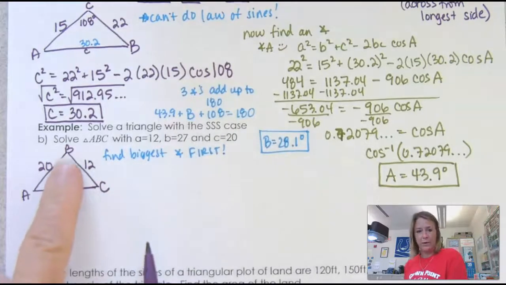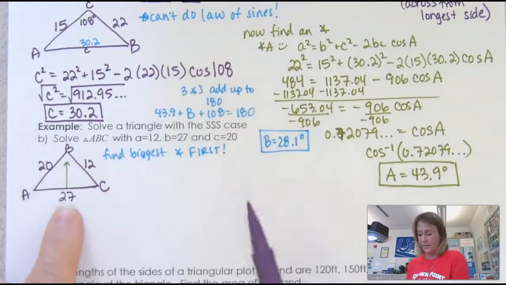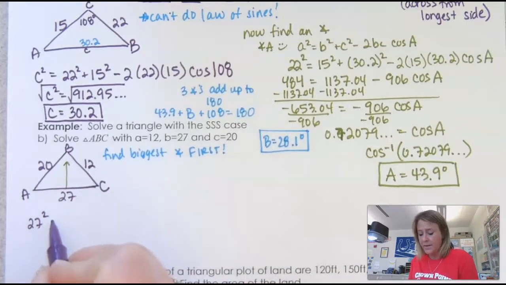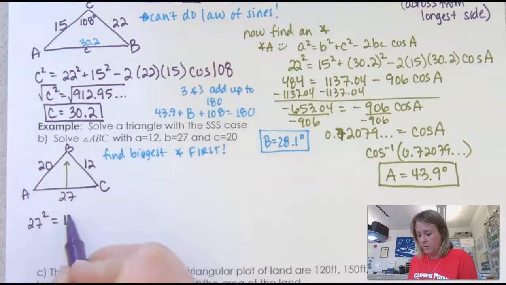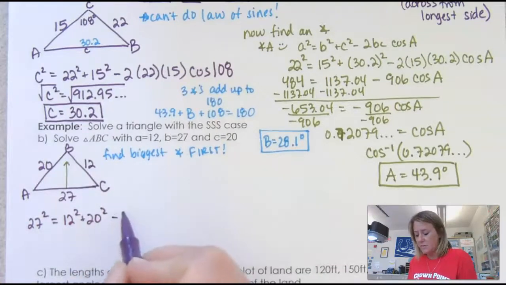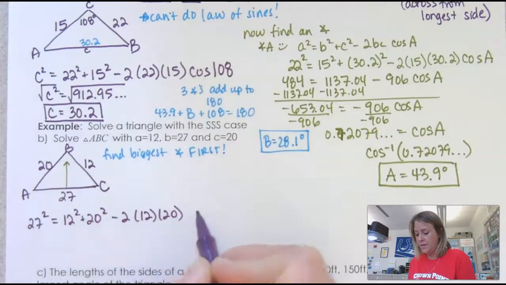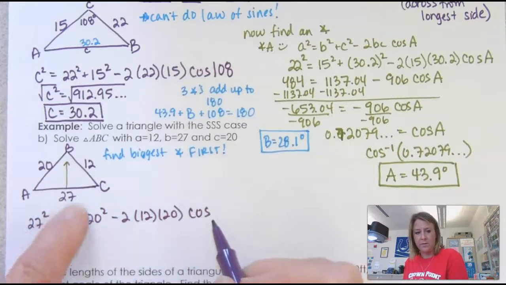So, all right, let's go on here. We're looking for angle B, which means we have to do cosine B, which means we need to start with side B. So I'm going to do 27 squared equals, I'm going to add my other 2 sides, which are 12 squared plus 20 squared, minus 2 times those sides, 12 times 20, cosine of the angle that was across from my starting side, which was B.